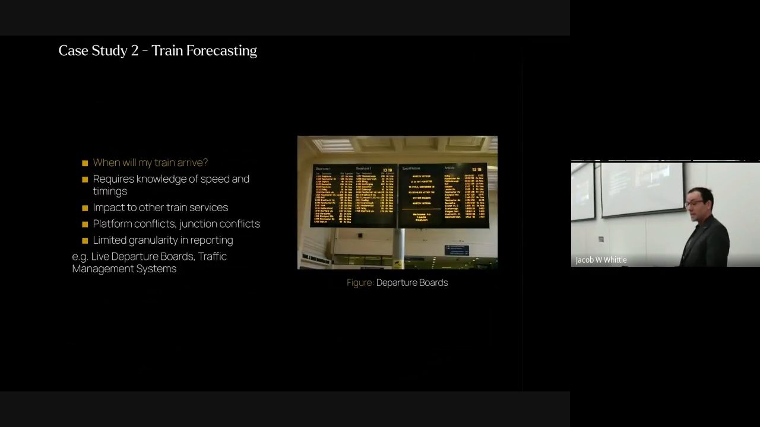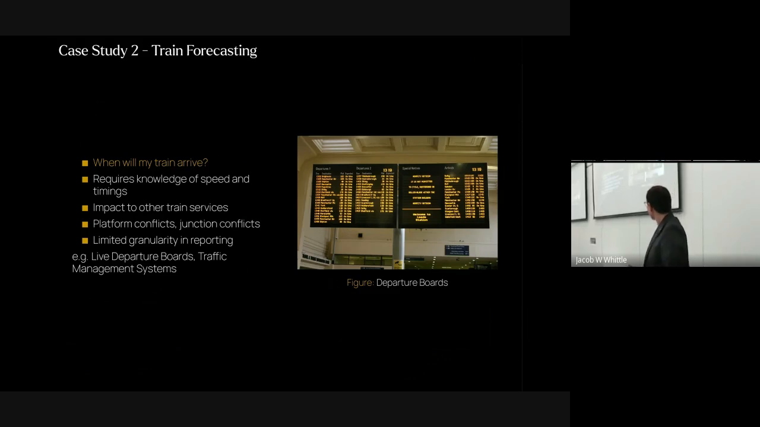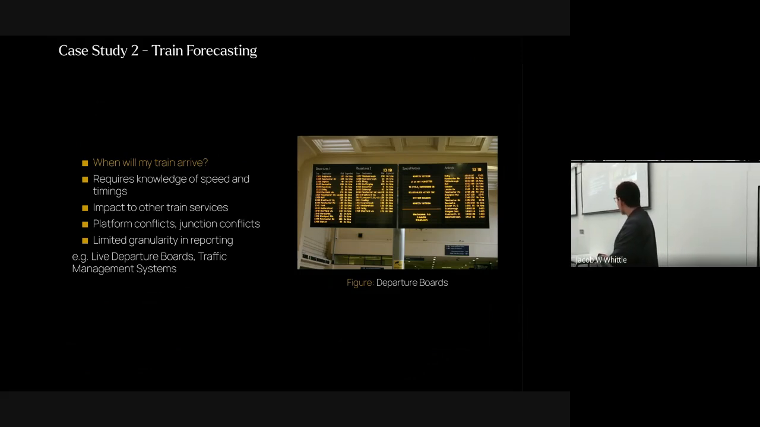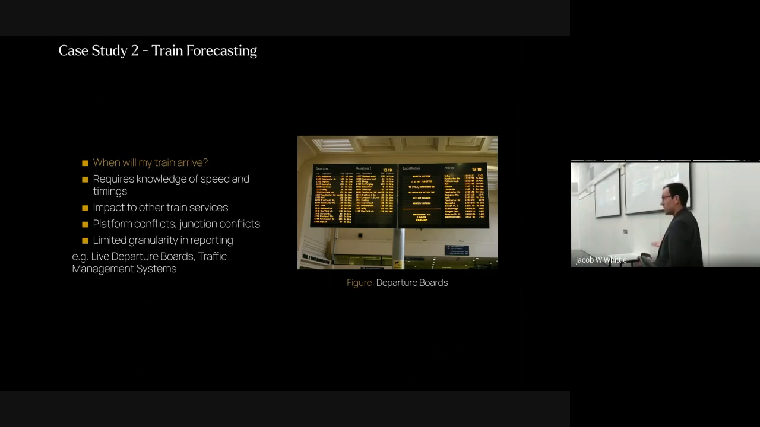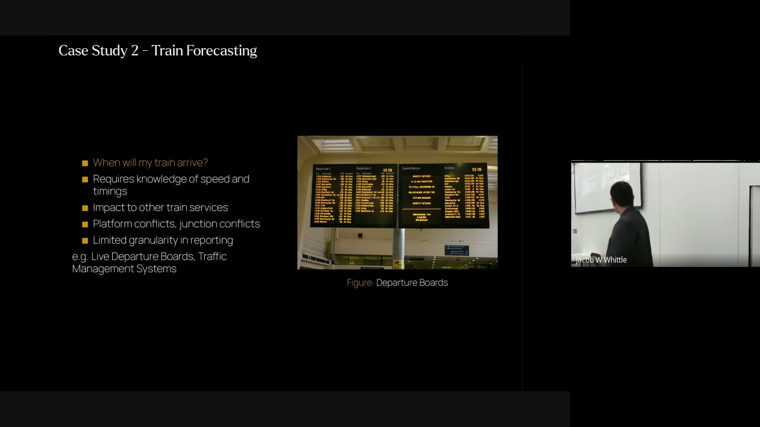The next case study is probably familiar to many of us in the room. When will my train arrive? We've probably all been waiting and wondering when it will show up. Almost always the time that comes up is not the time that it actually arrives. It's actually quite a hard problem. It's not always easy to know where a train is, especially if it's between stations or between signals. So we really need knowledge of speed and timings in order to do this well. This also covers the impact to other train services, conflicts at platforms and at junctions. And we're limited by the granularity and reporting of train times that is available. The examples here are live departure boards like we see there, and traffic management systems.